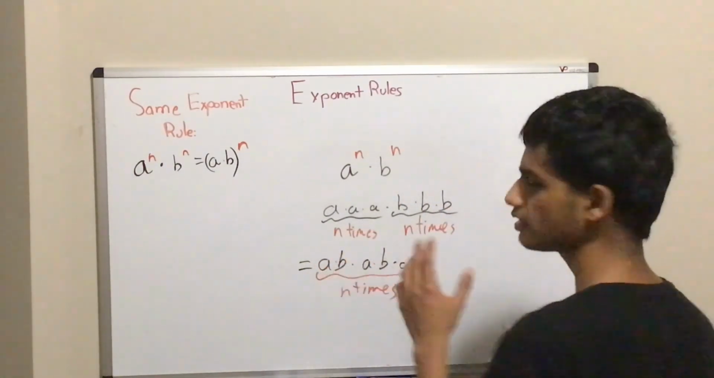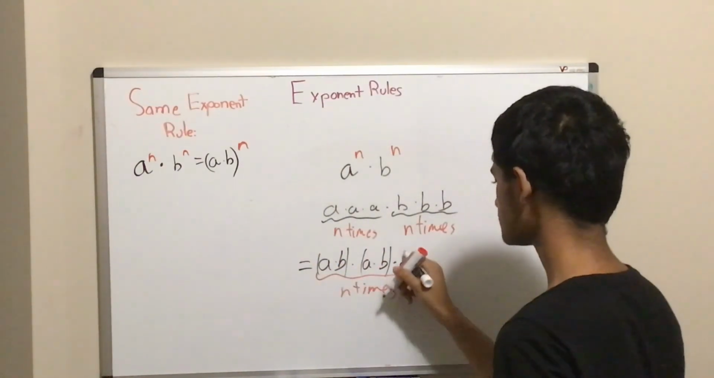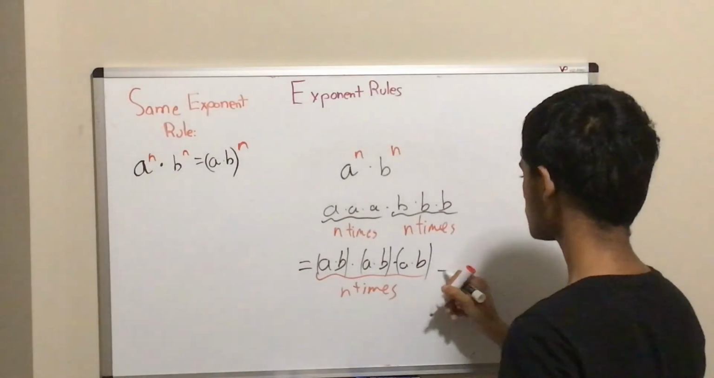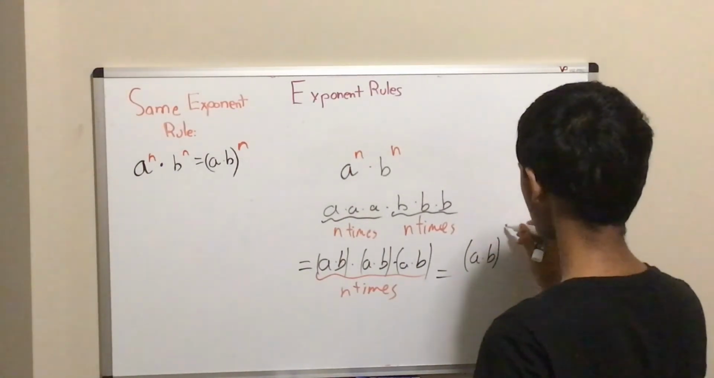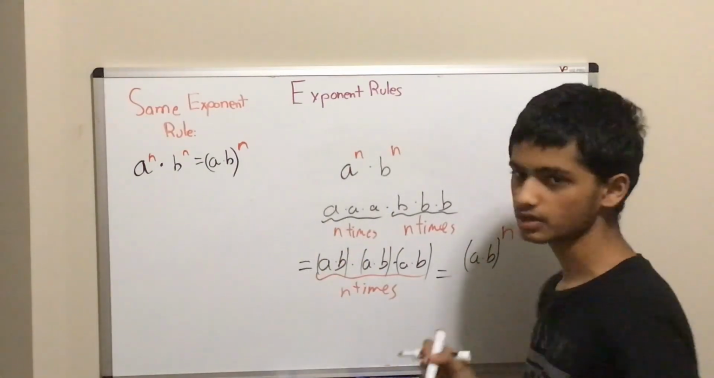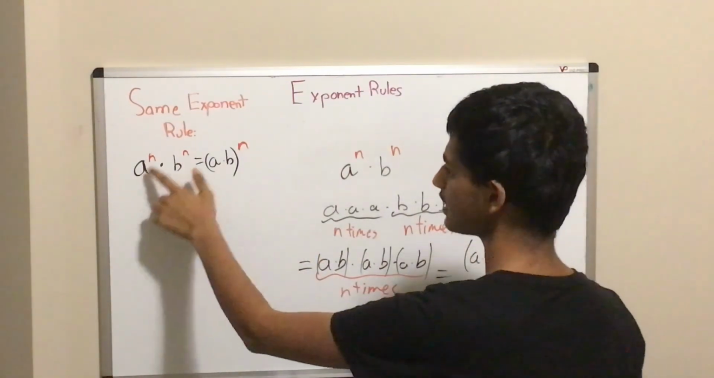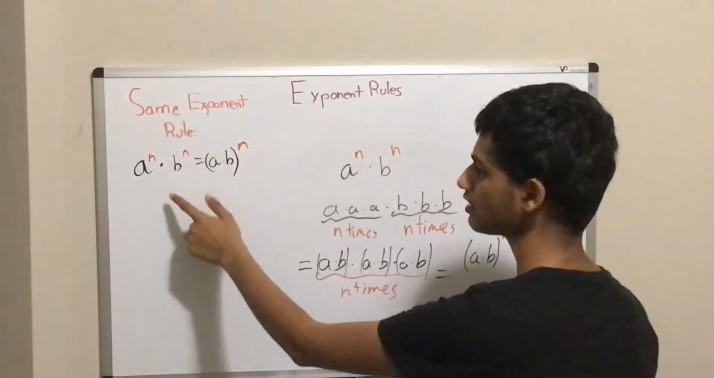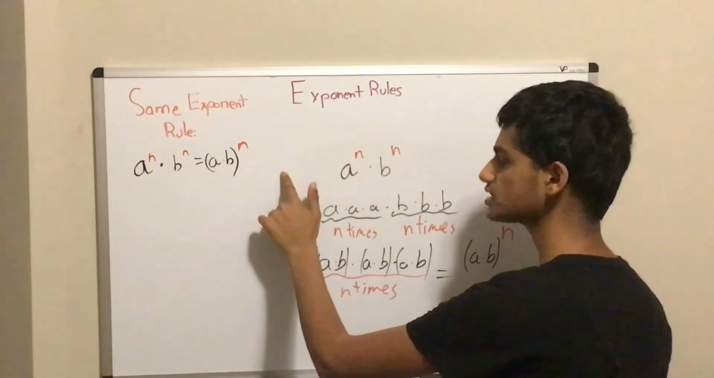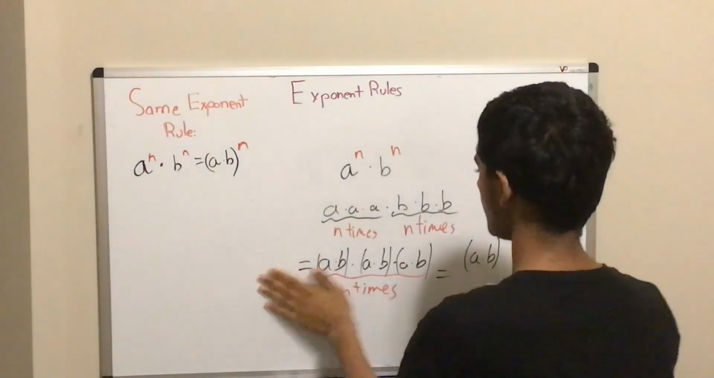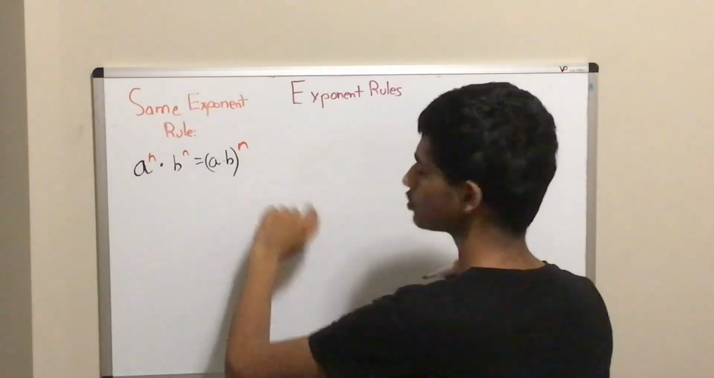And then we can perform the same step that we did before and put pairs into parentheses, and then we can just conclude that this is going to be the same thing as a times b to the power of n. So we see how that works. And in fact, it does work if we had more bases. Suppose I had a to the power of n times b to the power of n times c to the power of n. That would be the same thing as a times b times c all to the power of n.